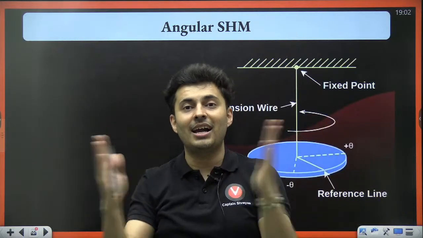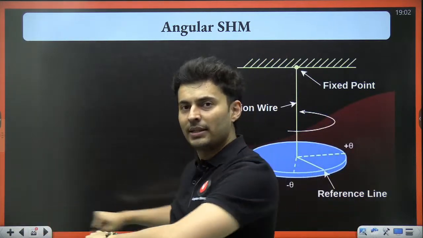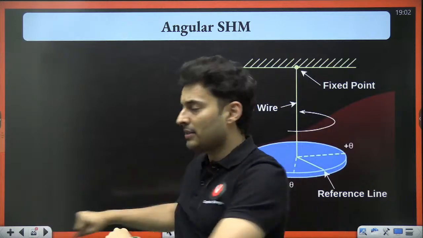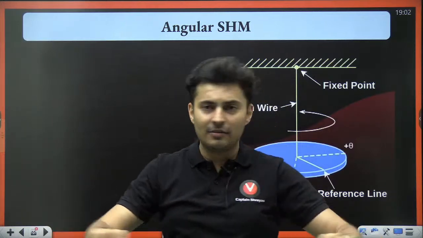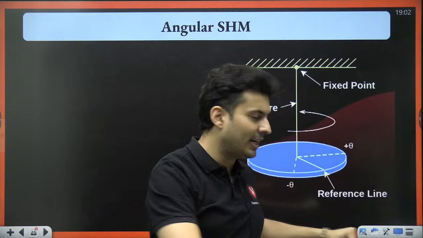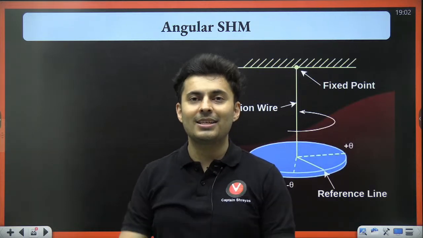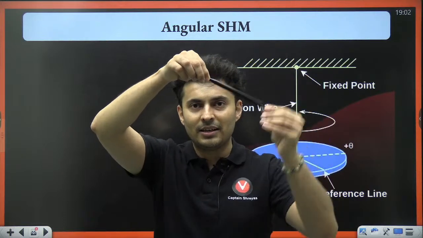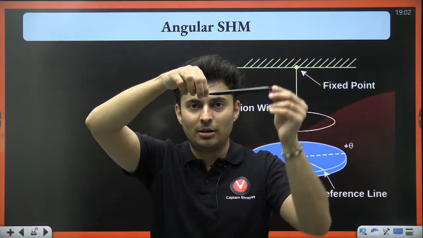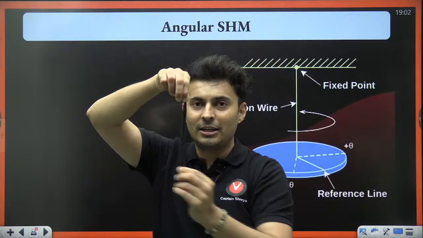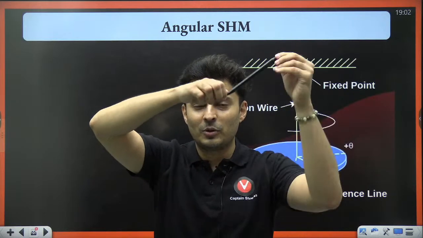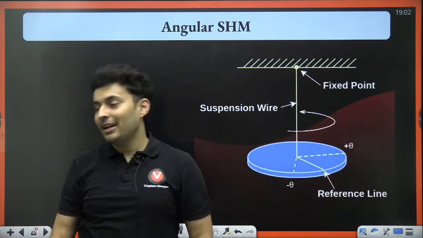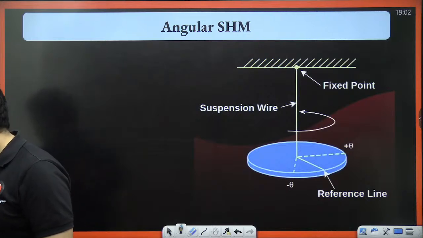It's changing. So that is angular SHM. Or I'm doing this exercise, right? This is positive, 0, negative, 0, positive, 0, negative. That is also angular SHM, or even a pendulum. It goes back and forth, positive angle, 0 angle, negative angle, 0 angle, positive angle, 0 angle, negative, positive, 0, negative, 0, positive, like that. So that is angular SHM.